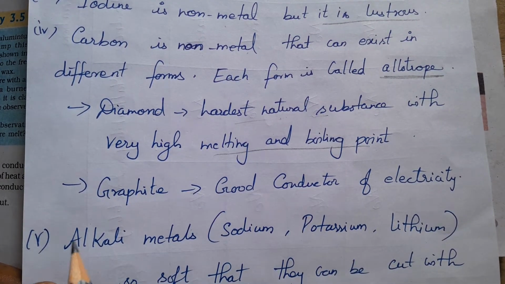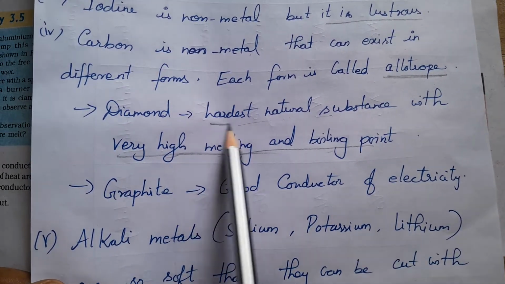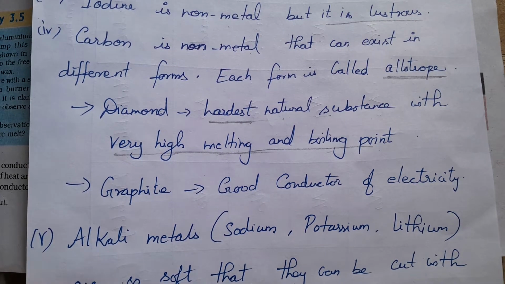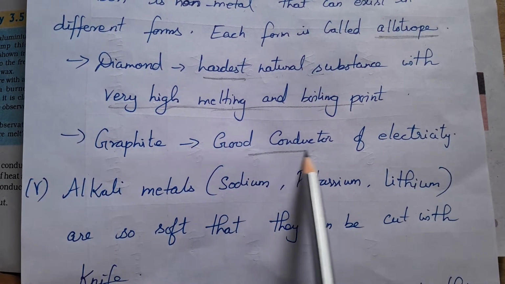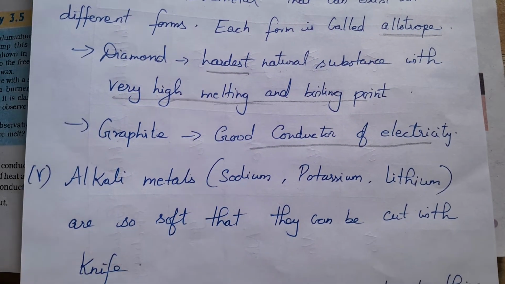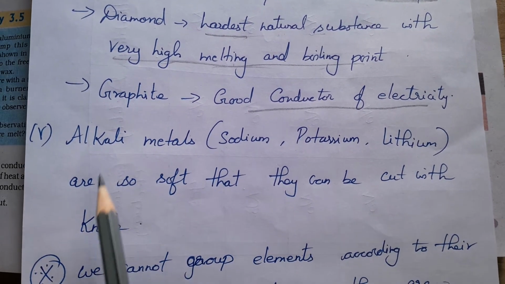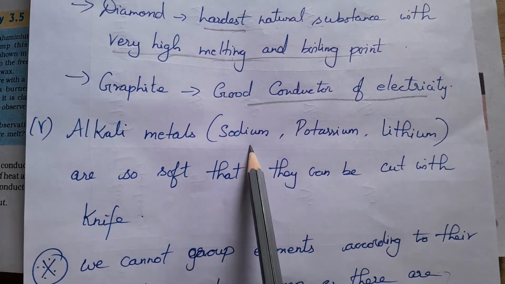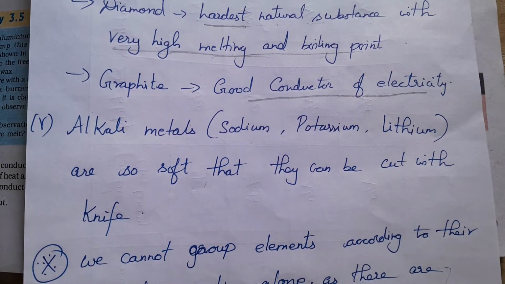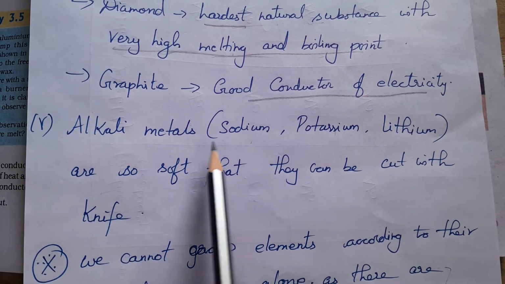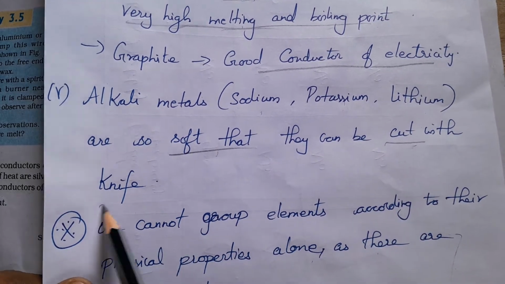It is a non-metal, but it has a very high melting point and boiling point, and is also hard in nature. Likewise, graphite is also an allotrope of carbon, but it is a good conductor of electricity. Usually non-metals are bad conductors of electricity, but this is the exception. Alkali metals like sodium, potassium, lithium are so soft. Usually metals are hard, right? But sodium, potassium, lithium are so soft that they can be cut with a knife.